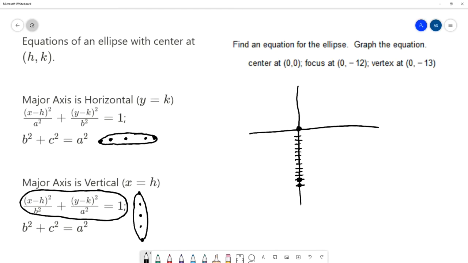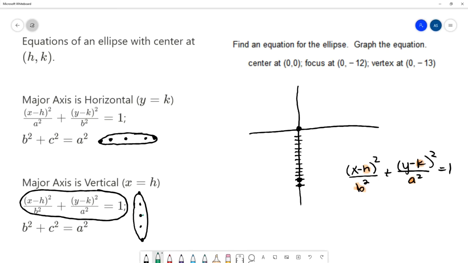So I'm going to use x minus h squared over b squared plus y minus k squared over a squared equals 1. Now, we need to fill in these pieces, h, k, b, and a, in order to write the equation in detail. So we have to know what those things stand for.